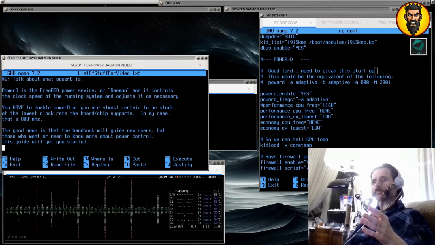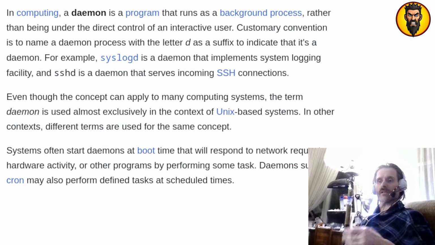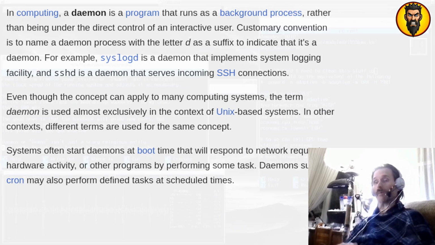PowerD itself is just a daemon. In the Windows world, you would call it a service. But in the Unix world or Linux world or BSD world, whatever you want to call it, we generally refer to services as a daemon.